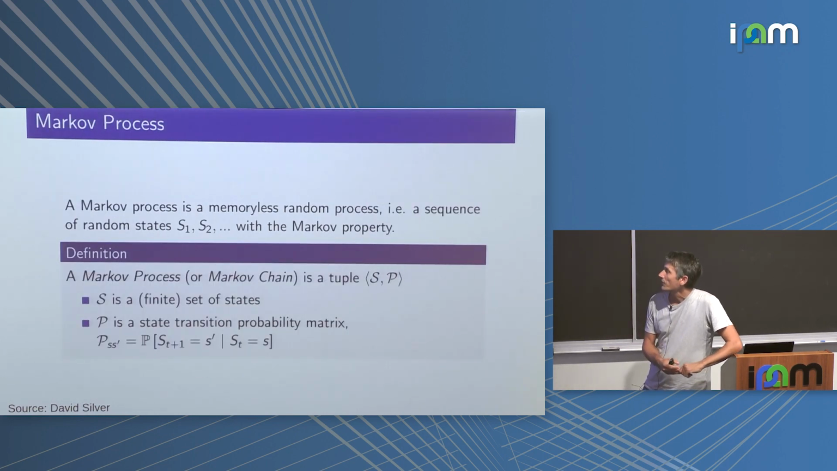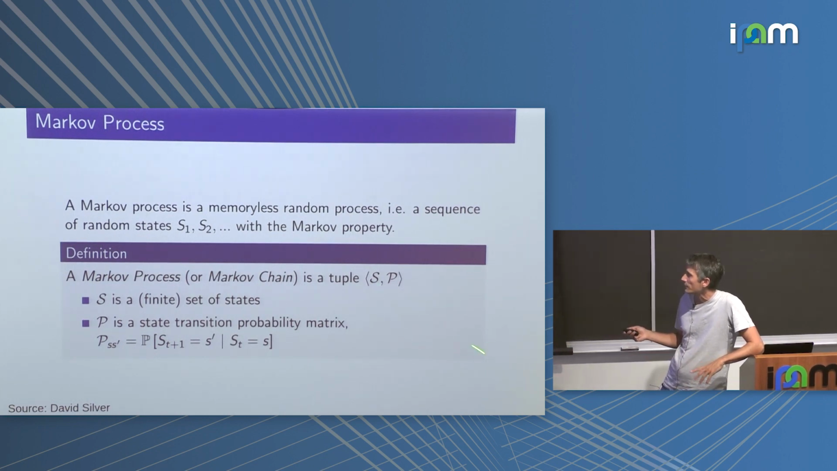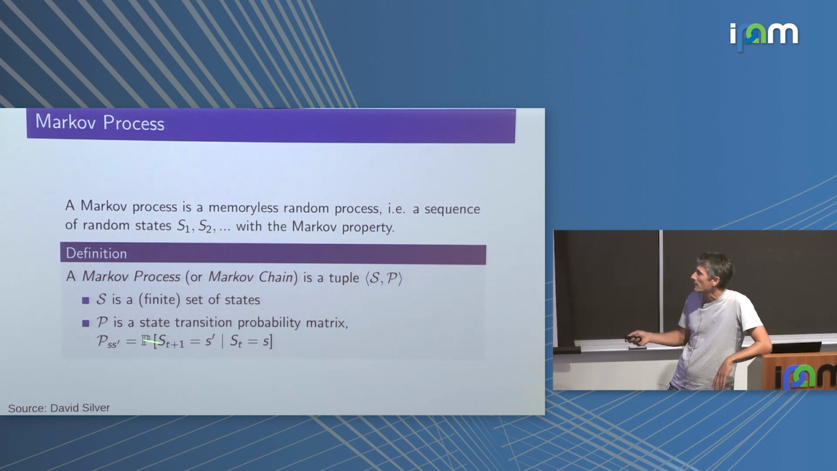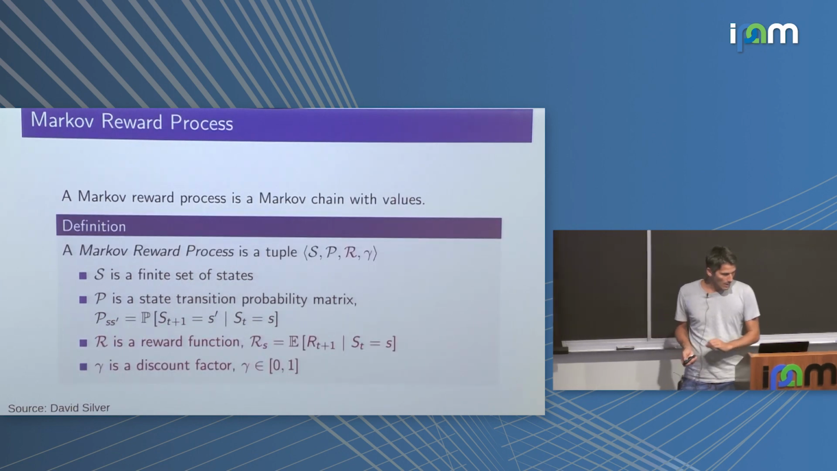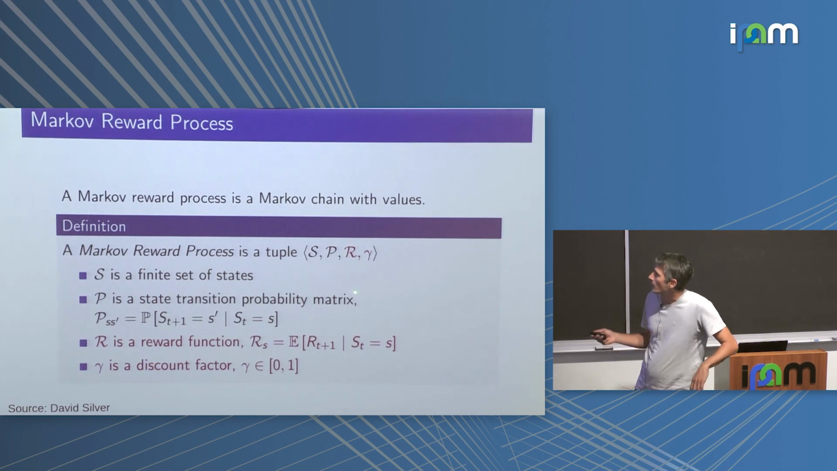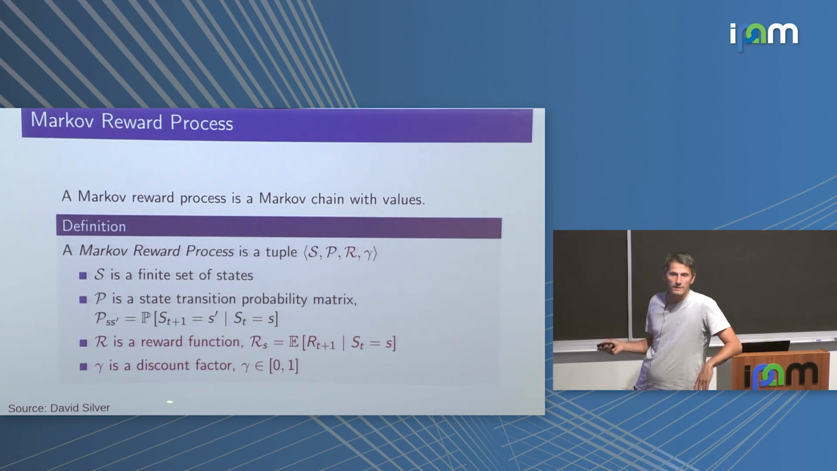The Markov process is the process that we use all the time. So we have a finite set of states, S, and we have a transition probability matrix, which tells us where we go from state S, probabilistically, to state S plus 1. In a Markov reward process, you add a reward function and a discount.